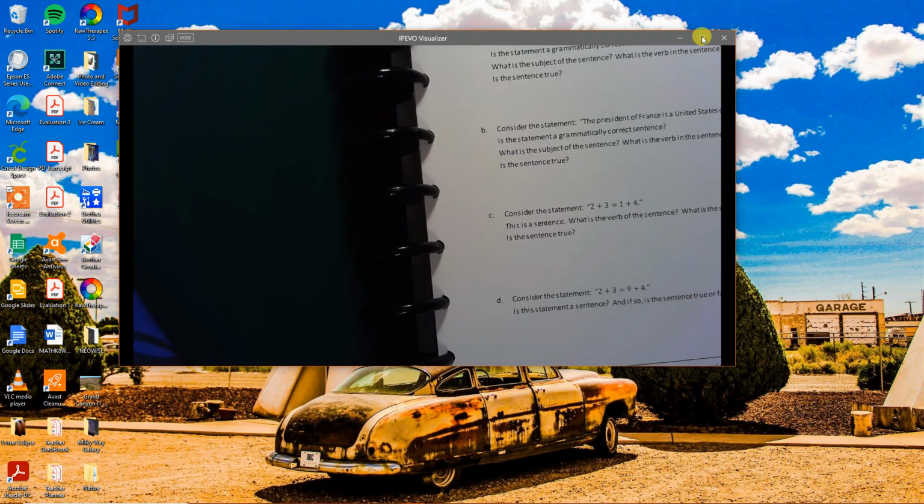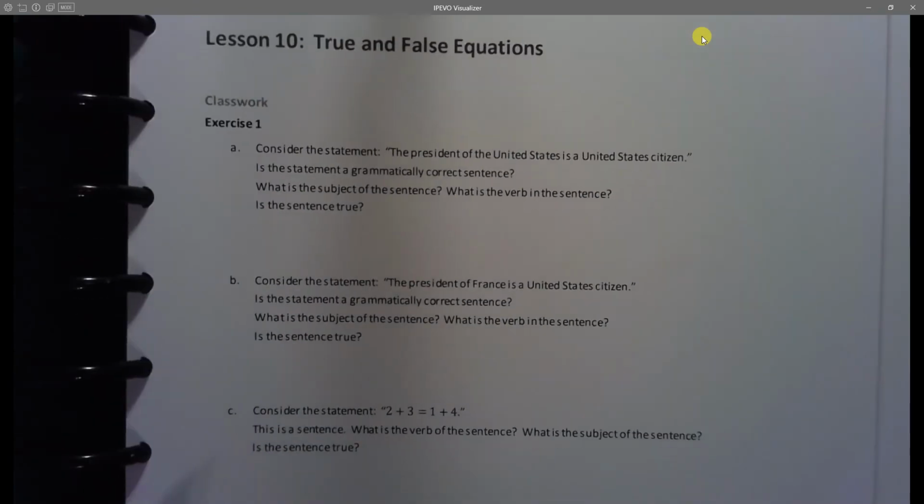All right, Algebra 1. We got a pretty easy lesson tonight, so this is going to go by pretty quick, okay? So follow along and make sure you're paying attention. Lesson 10 is probably one of the easiest lessons out of this whole entire unit. All we're going to be talking about is true-false statements, okay?